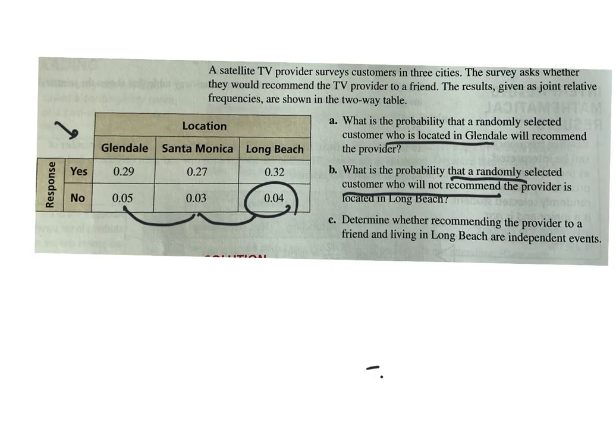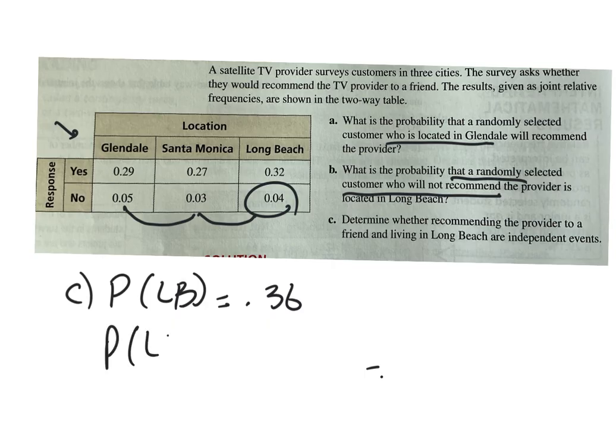Let's try one more. Let's try part C and we're done. Part C says, determine whether recommending the provider to a friend and living in Long Beach are independent. If they're independent, that means one doesn't affect the other. So let's do this first. What's the probability that they live in Long Beach? How many people live in Long Beach? That'd be 0.36.